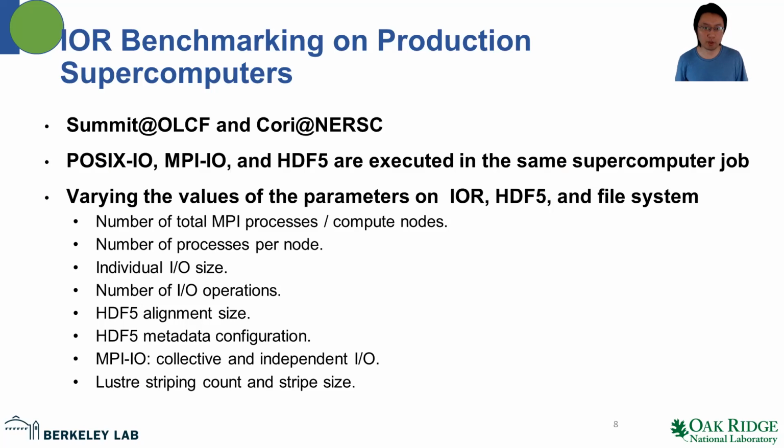For example, we have varied the number of total MPI processes, the number of compute nodes, the number of processes per node, the individual IO sizes, the number of IO operations, the HDF5 alignment setting, and the metadata configuration. For MPI-IO, we choose to use collective IO and also independent IO. And on the Lustre file system, we set the stripe count and stripe size.